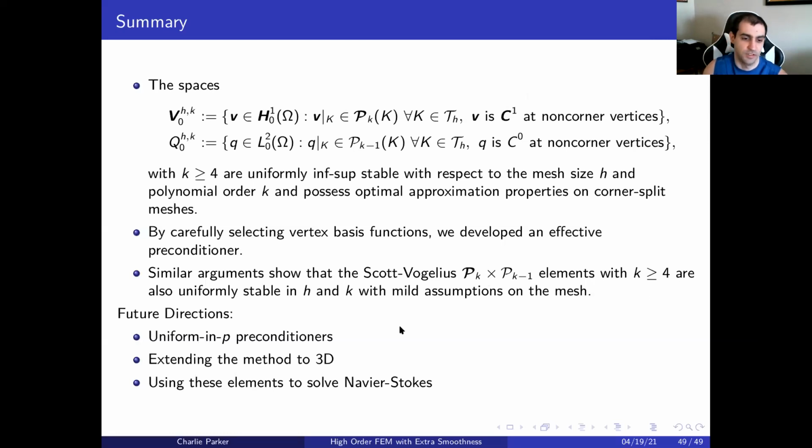So again, the future directions would be uniform in p preconditioners, which really just comes down to preconditioning this velocity space uniformly in p. We already have a uniform p preconditioner for the pressure space. Extending the method to 3D, where it's more relevant, and also using these sorts of elements to solve Navier-Stokes equations instead of just Stokes. Because again, the pointwise divergence free property should be useful in many ways. So yeah, I will stop there and take questions on either part.